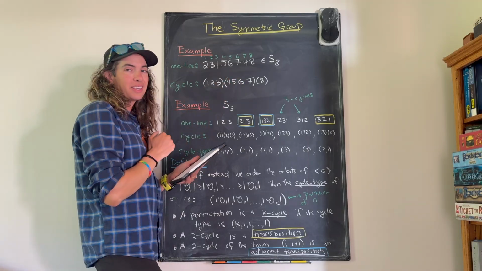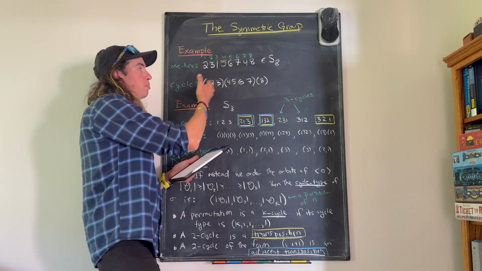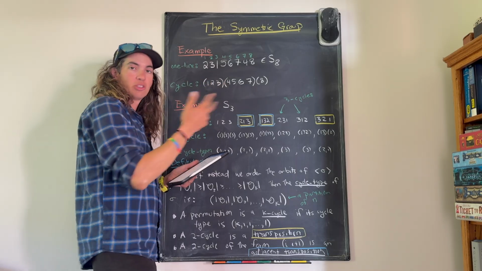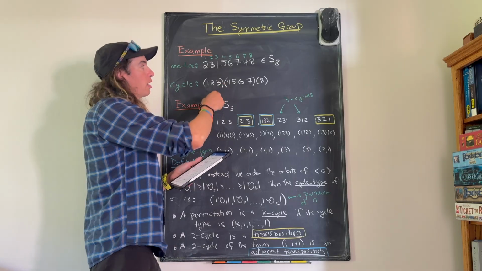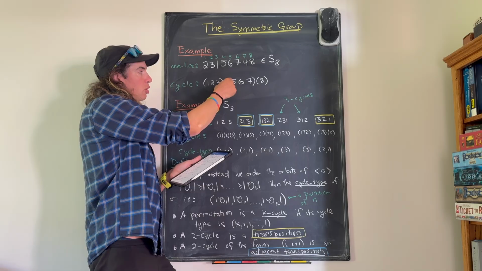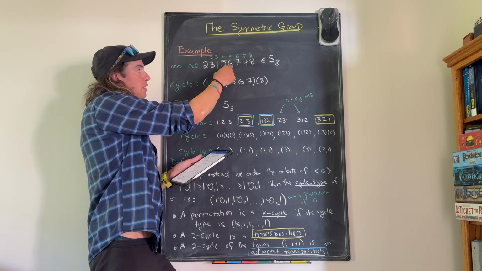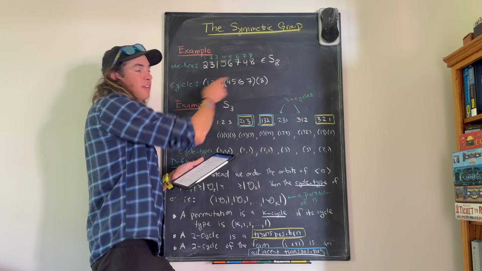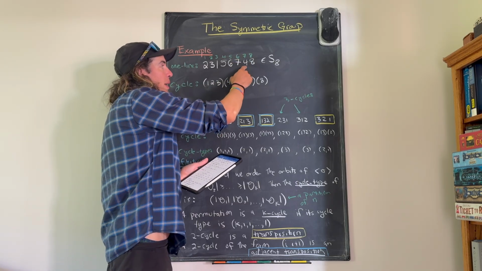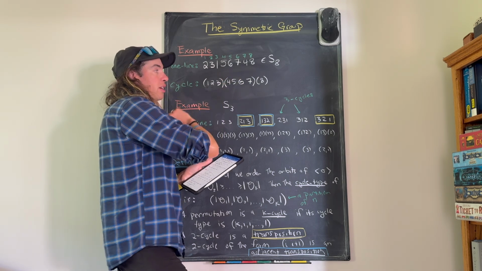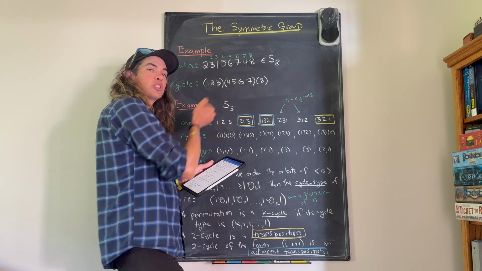To compute the next cycle, I pick the smallest number that isn't already in the cycles we've done. In this case, it's 4. So I write a 4 here, and 4 is sent to 5, so I write a 5 next to it. 5 is sent to 6, so I write a 6. 6 is sent to 7, so I write a 7. And then 7 is sent back to 4, and since I've already written a 4 here, it wraps back around, and I can close the parenthesis.